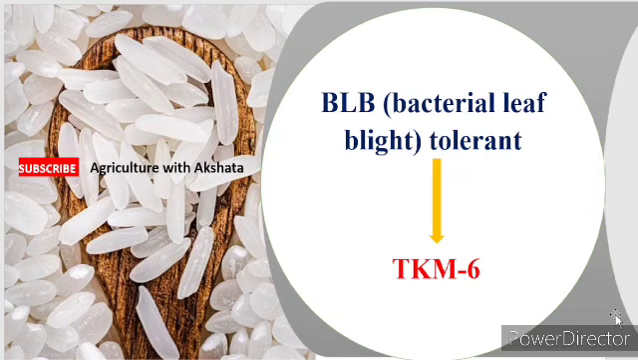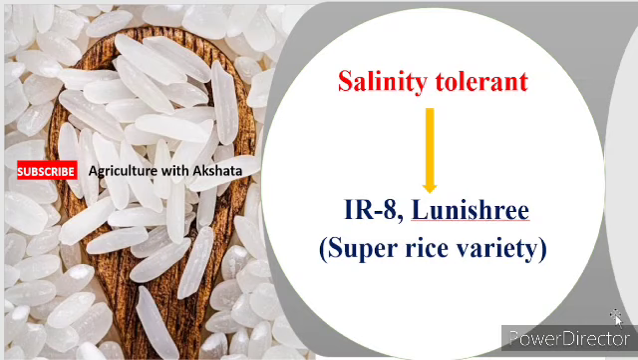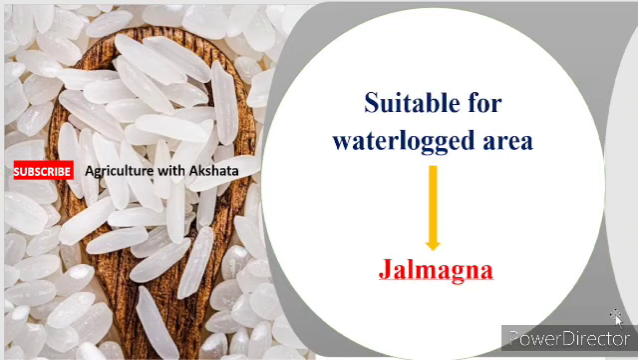Bacterial leaf blight tolerant variety is TKM6. Salinity tolerant varieties are IR8 and Luni Shree. So Luni Shree is also called a super rice variety. The variety which is suitable for waterlogged condition is Jalamagna.